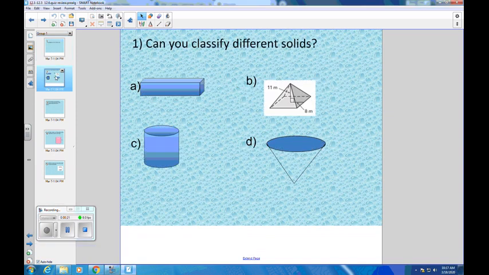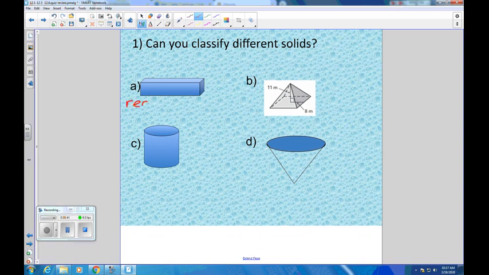So our first question is, can you classify different solids? You're going to have to do this on your quiz. So A, B, C, and D are all different solids, different 3D shapes. You need to figure out what names they are. So letter A, it's not only a prism, it's a rectangular prism. Prisms have two names.